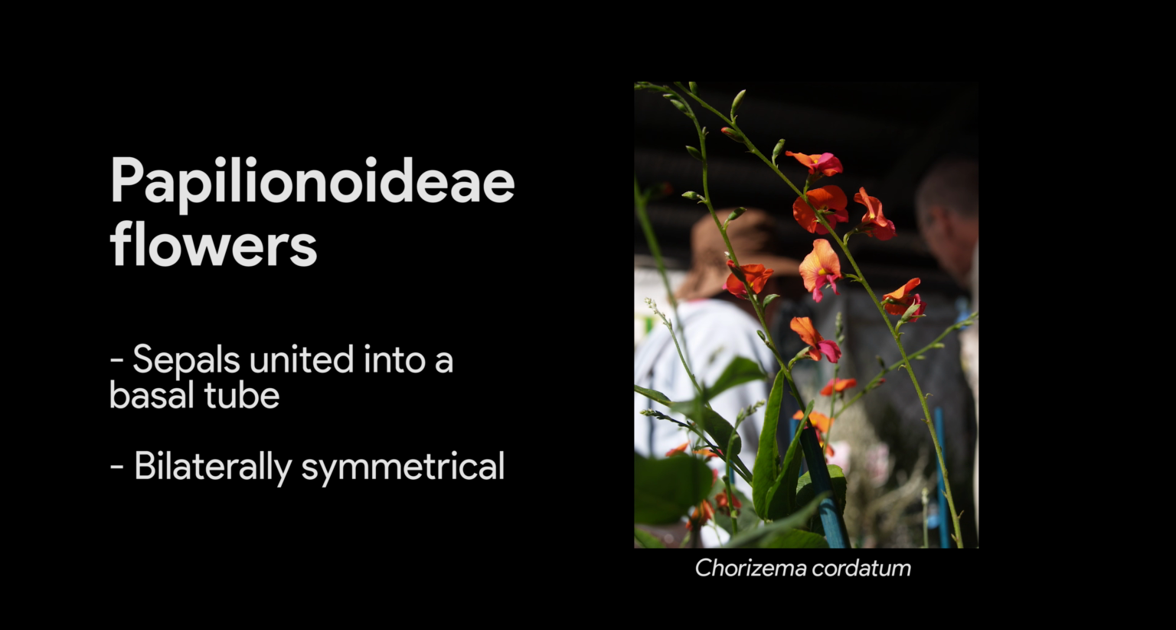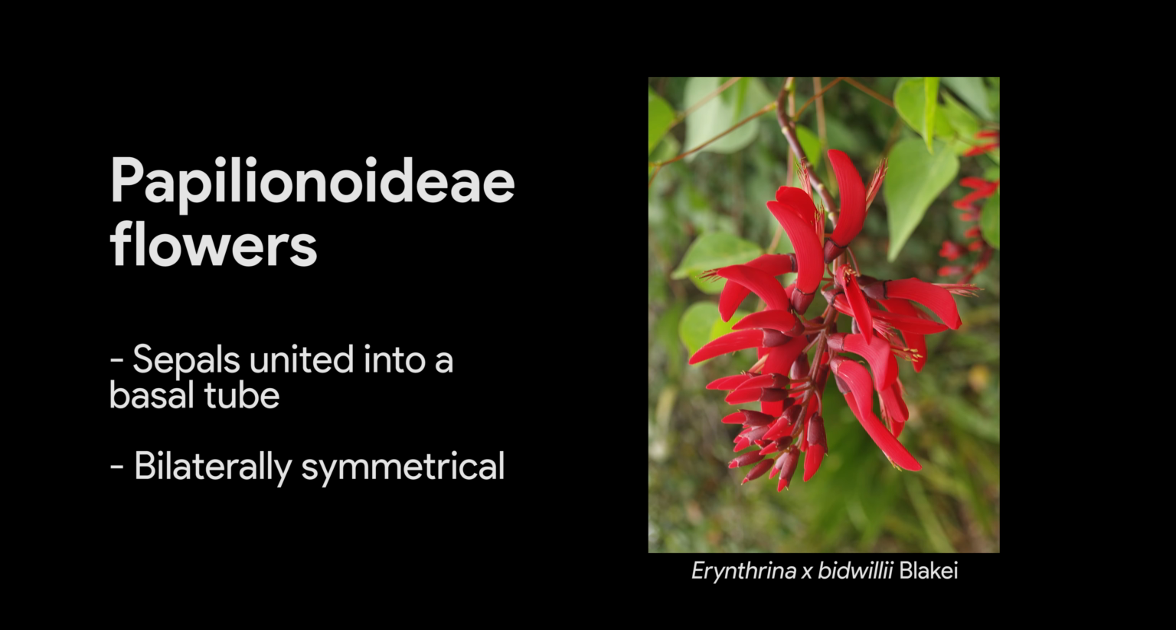Papilionoideae flowers are zygomorphic. This means they're bilaterally symmetrical. If you draw a vertical line through the centre of the flower, both sides of that line are the same. If you draw a horizontal line through the centre of the flower though, they're not symmetrical on either side, above and below. Also, these flowers have sepals which are united into a tube at the base.